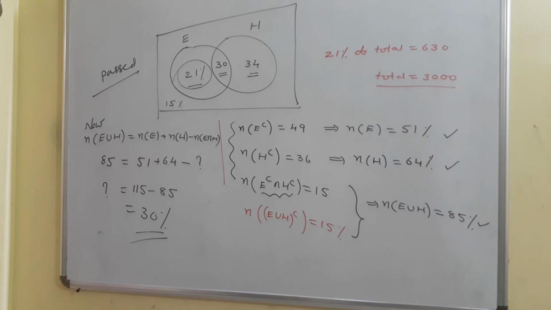So these are three simple problems related to N of A union B. Okay, and in the next class we are going to discuss some problems related to three sets like A, B and C. Okay.